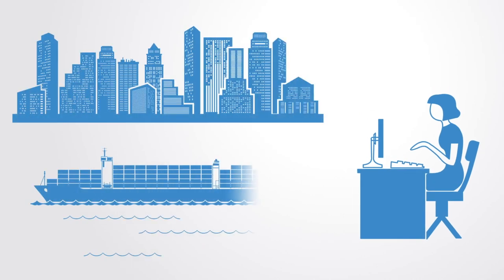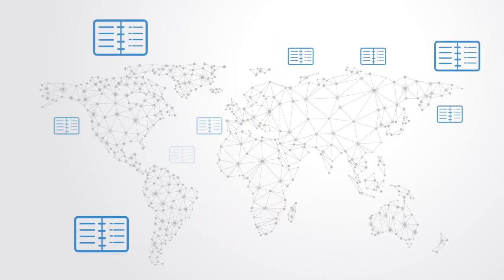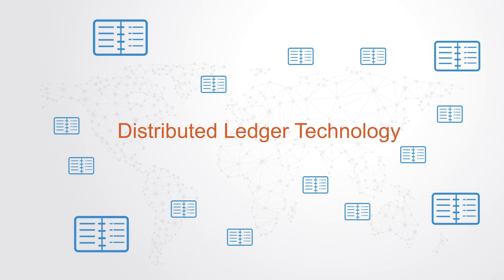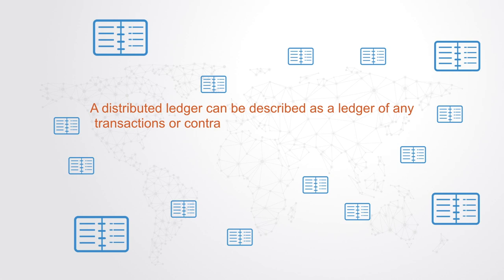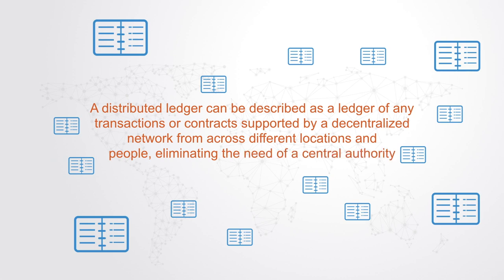Over the last couple of decades, though, these records have moved into the digital realm, as whole rooms of people working to maintain accounts have been replaced by digital computers, which have made possible the complex global economic system we live in. Today, this record-keeping system is once again being revolutionized as these ledgers are shifting to a global network of computers, which is cryptographically secured, fast and decentralized, what we call distributed ledger or distributed ledger technology, DLT for short. A distributed ledger can be described as a ledger of any transactions or records supported by a decentralized network from across different locations and people, eliminating the need of a centralized authority.